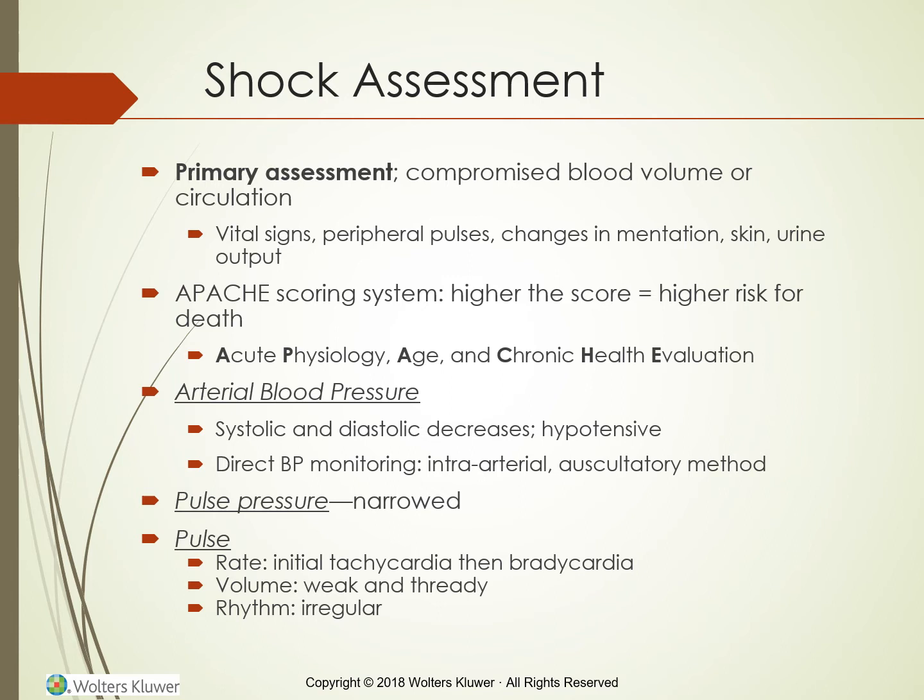Some healthcare providers use the APACHE scoring system, which stands for Acute Physiology, Age, and Chronic Health Evaluation, to arrive at a number that reflects the severity of the client's status and predicts the potential length of stay in a critical care setting. So A is for acute, P is for physiology, A is for age, C is for chronic, H is for health, and E is for evaluation.